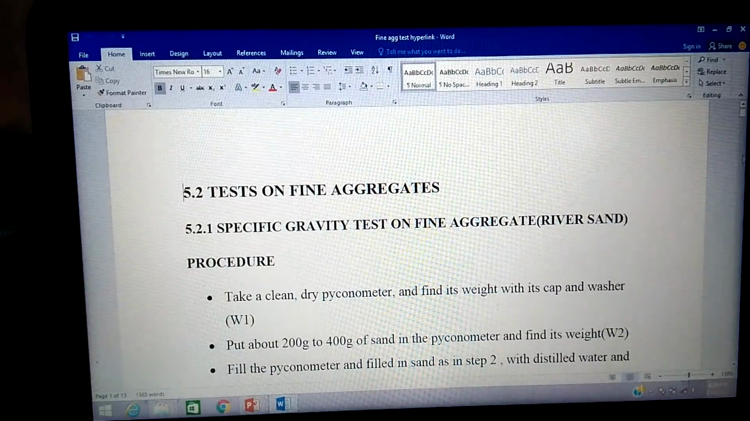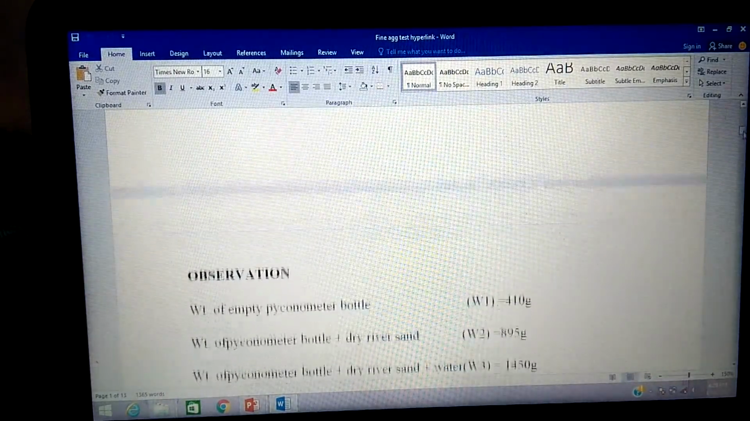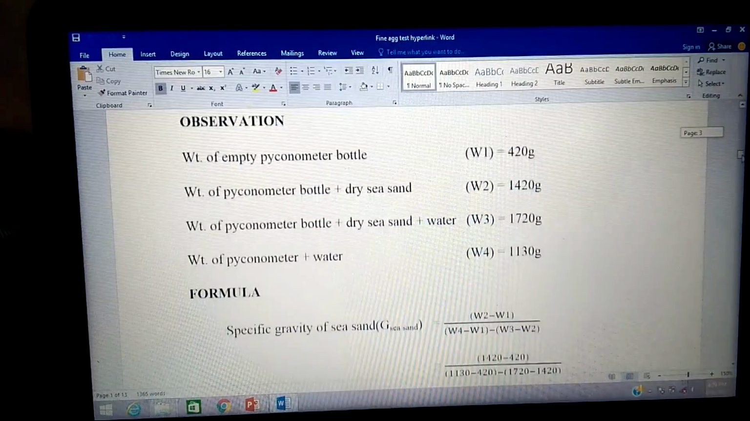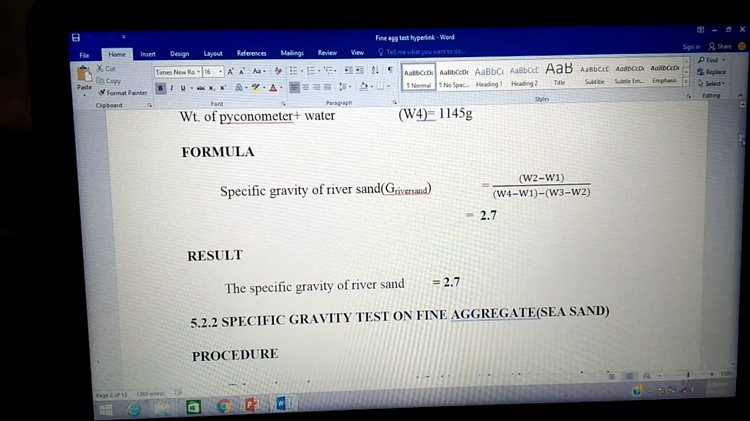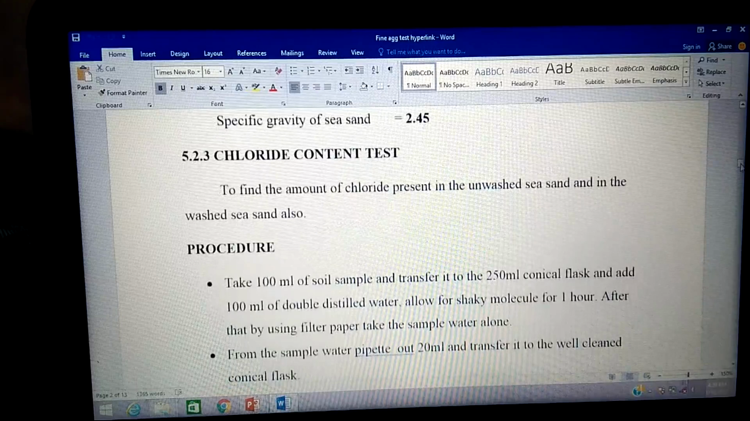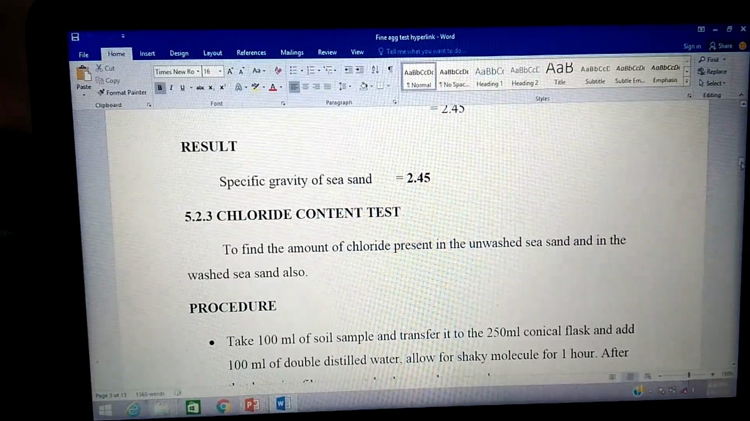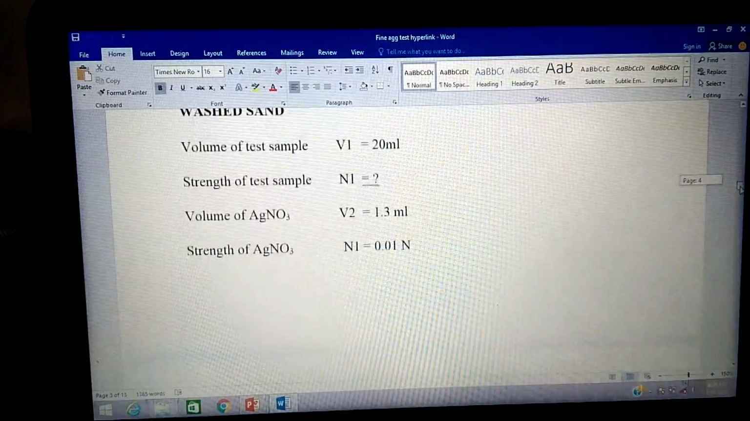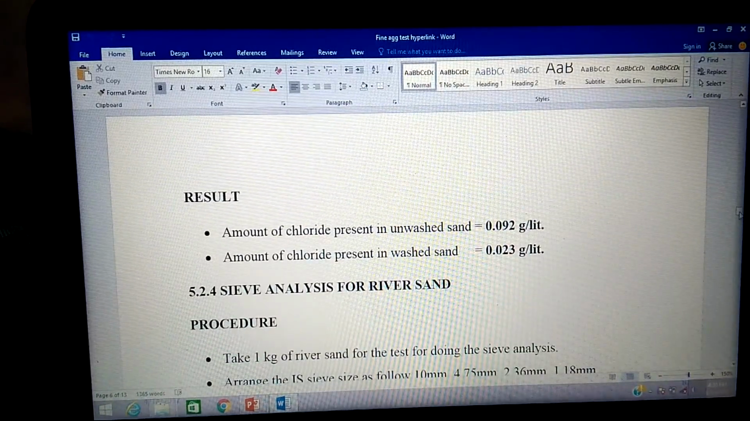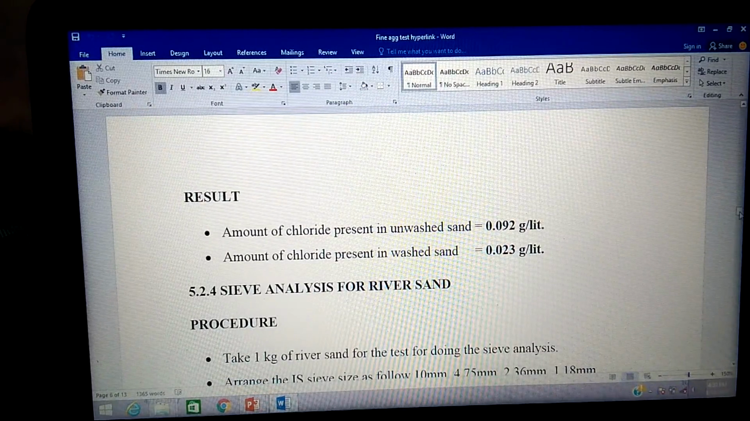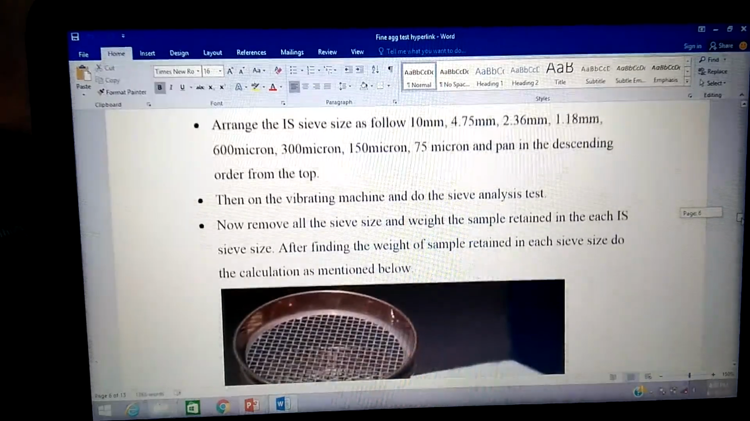First of all, specific gravity of river sand. The specific gravity of river sand has been found to be 2.7, and the specific gravity of sea sand is 2.45. Here we have done the chloride content test for both washed and unwashed sand. As a result, we proved that we have reduced up to 75% of the chloride content in our sea sand after washing.